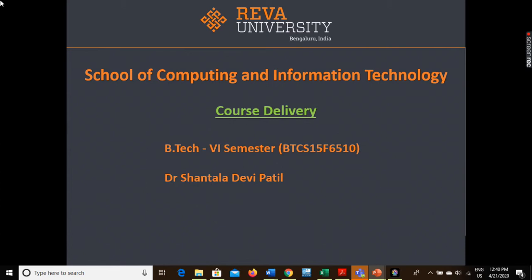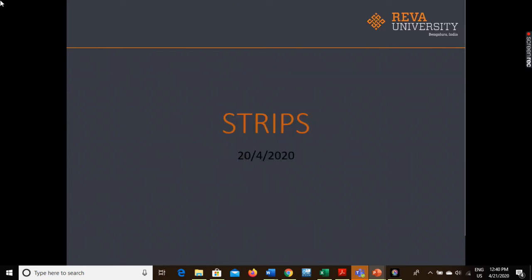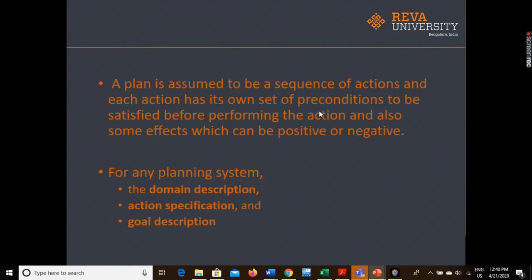Good morning. So today we will be discussing STRIPS. STRIPS is a language which was developed for Shakey the Robot, and its full form is Stanford Research Institute Problem Solver. ST stands for Stanford, R stands for Research, I stands for Institute, P stands for Problem, and S stands for Solver.